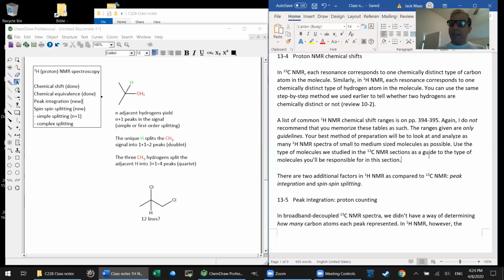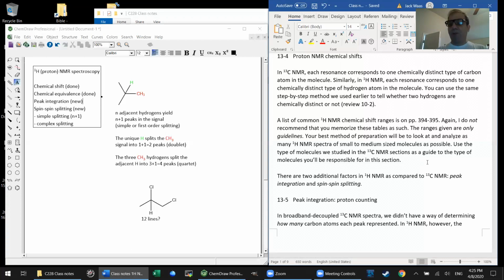I would recommend, even with the exam being open book and open notes, that you instead look at as many proton spectra of, say, small to medium-sized molecules, as I say here in the book, using that website that I gave you guys earlier in the term. That's the best way to prepare.